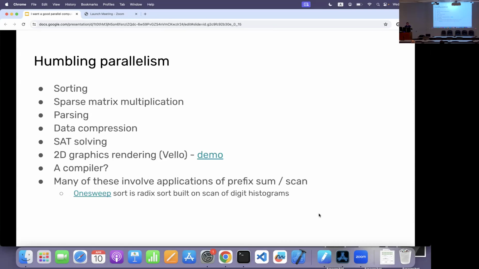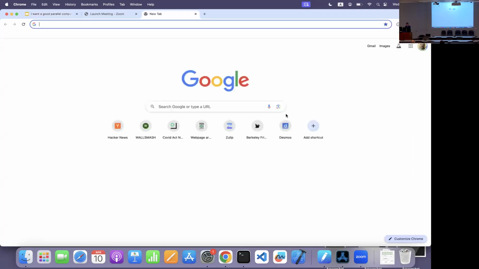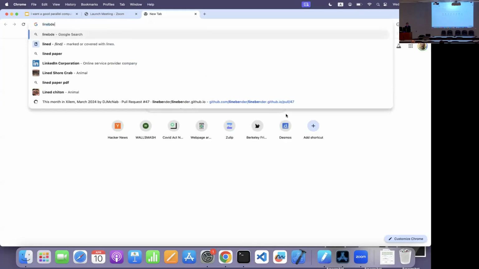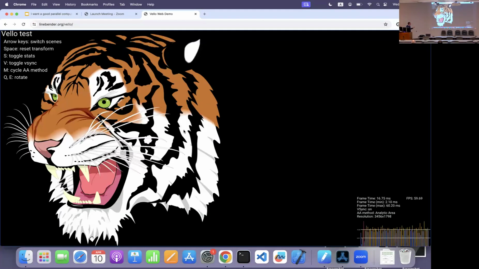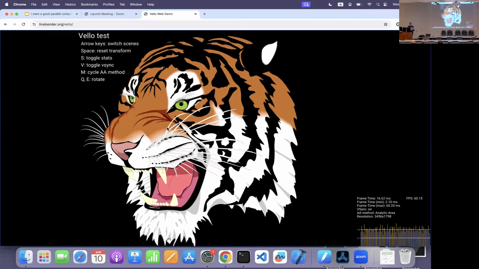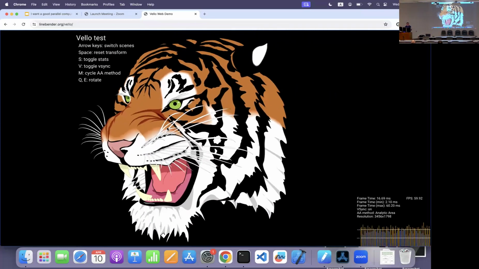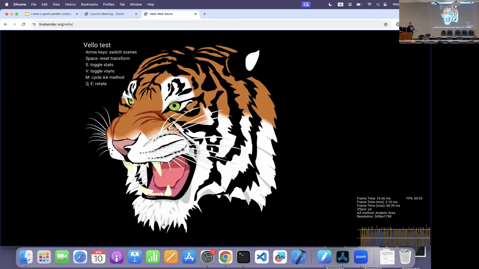Then, as I say, my main work is doing 2D graphics rendering, and I have found that there are a lot of these humbling parallel problems in the rendering of 2D graphics. So I'll give you a quick demo. I'm not going to spend a lot of time on this because I have a lot of stuff that I want to go through. But this is the renderer that we built, and it is running, in this particular case, in a web browser. So this is running on WebGPU. You can just go to that URL yourself and run it on your own computer.